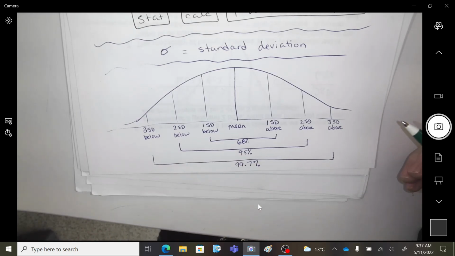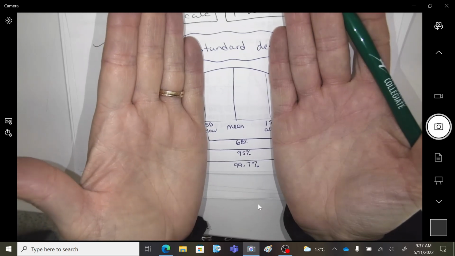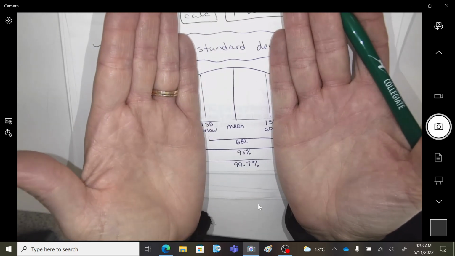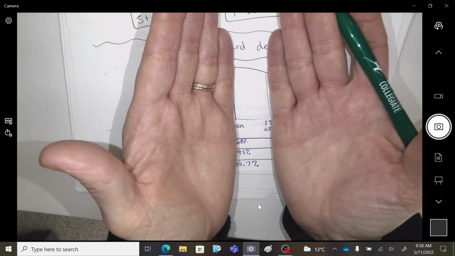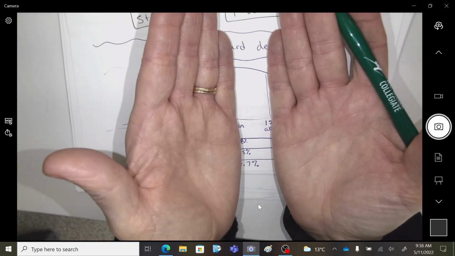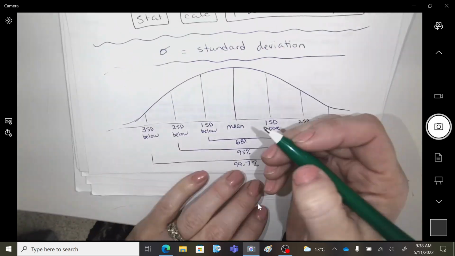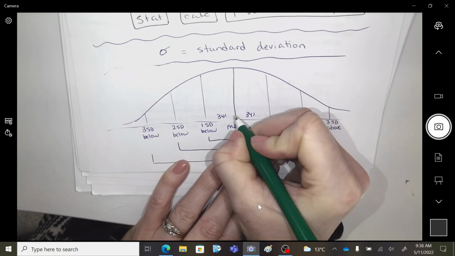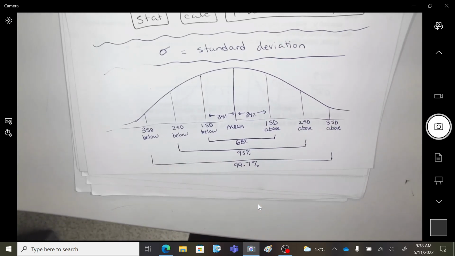Okay, with that being said, if 68% is between that, what is this chunk? This was 68, so what is just this piece? What am I going to do here? I'm going to cut it in half, right? So just on those sides is 34.